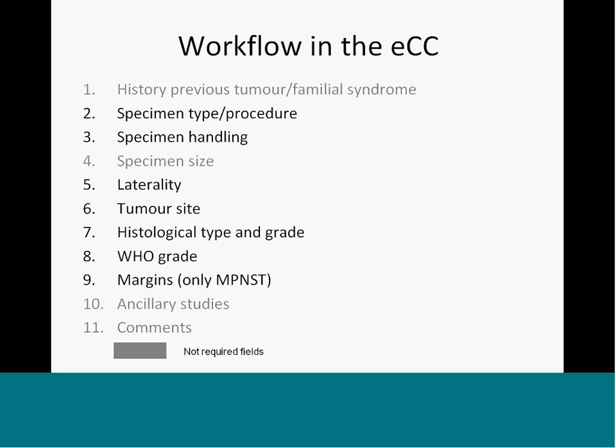Seventh, that is actually the meat and potatoes of the whole ECC: the histological type and grade. Eighth, WHO grade. Ninth, the margins, but only for malignant peripheral nerve sheath tumors. The 10th, ancillary studies, and the 11th, comments.